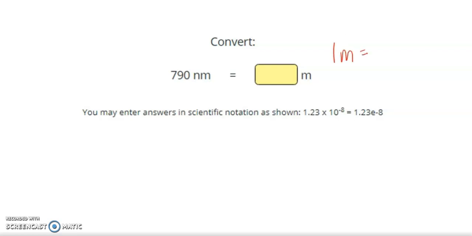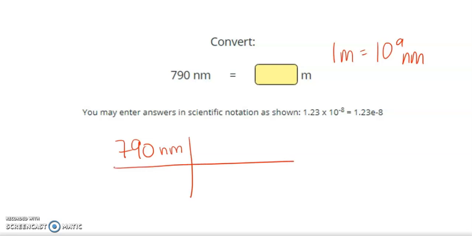Well, 1 meter has 10 to the 9th nanometers in it. A way to remember that is 9 and nanometer both start with N, 10 to the 9th nanometers. 9 and nanometers. Good way to remember it. Okay, so we're going to take our given 790 nanometers. Going to set up a conversion, drag down our unit, nanometers, and then go to meters.